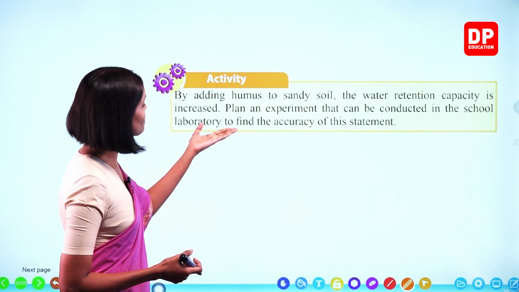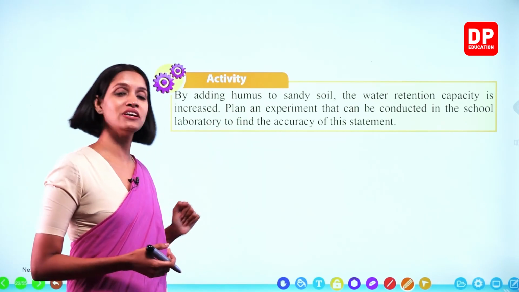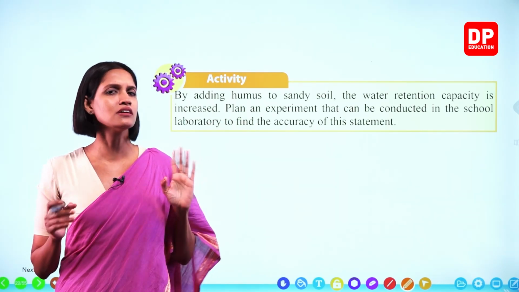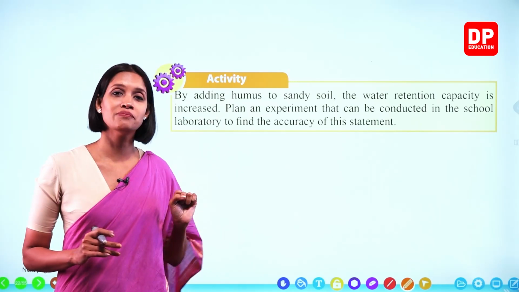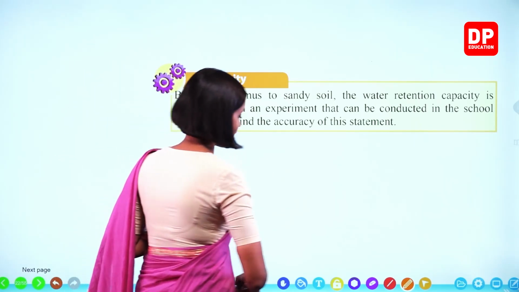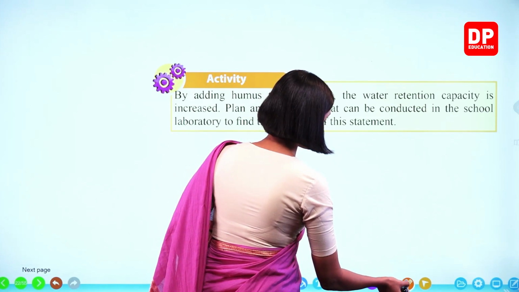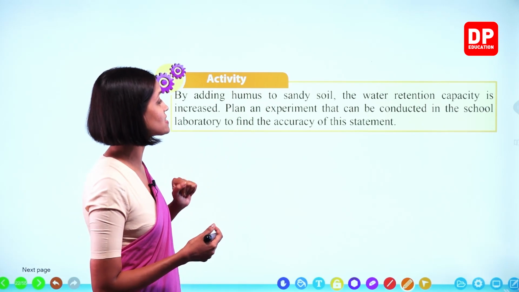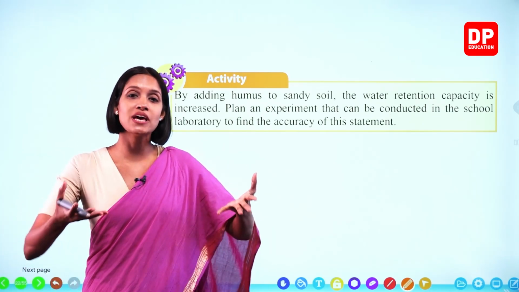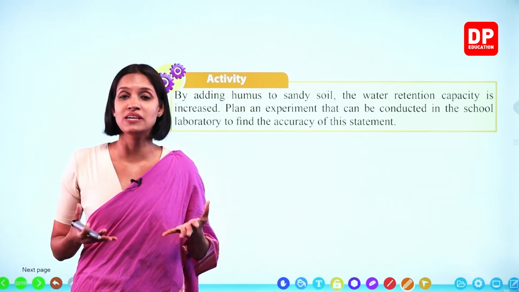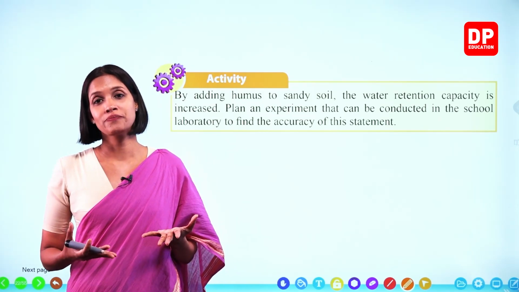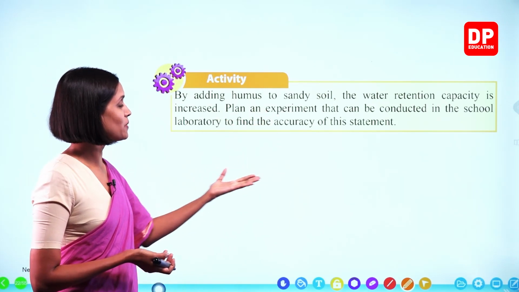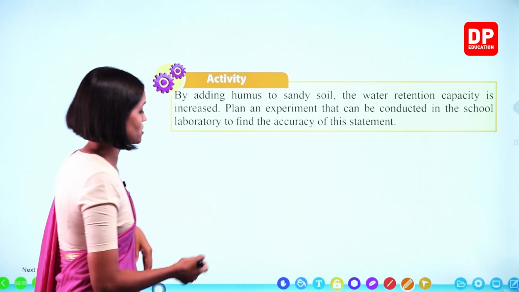Now, isn't this a very important activity that we can do, children? How can we do this activity? I'm sure you can think about an activity very easily. Here, what we can do is take two similar soil samples. We have to make sure we take sandy soil. We have to take two sandy soil samples from the same place, in similar amounts. So we can put them into plastic cups with holes in the bottom.